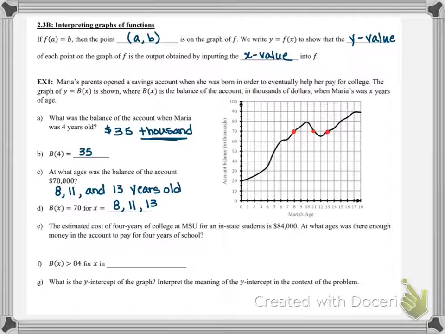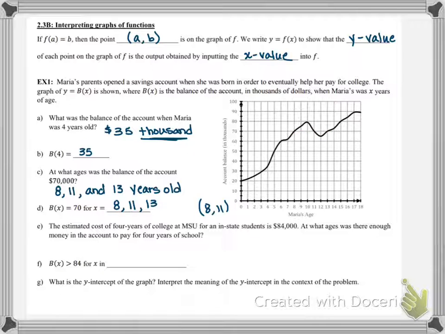So if my answer was just 8 and 11 and I wrote it like an interval, that would be saying that the Y value is 70 everywhere between those 2 points. So from 8 to 11, that the Y value is 70. And we see that's not true, right? It's just those 3 individual points. And so that's why we just list them.